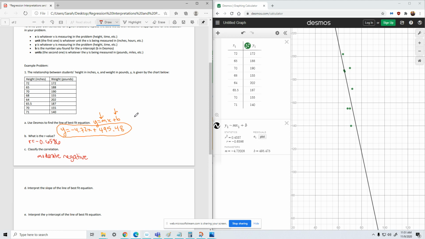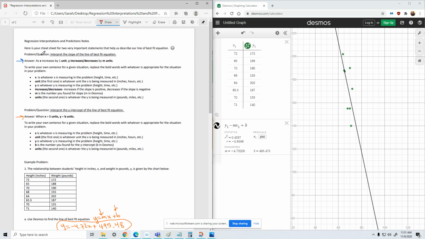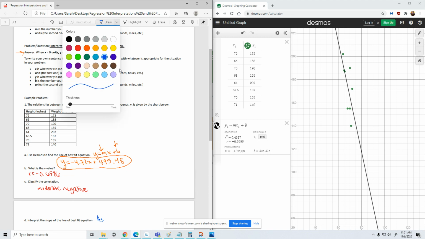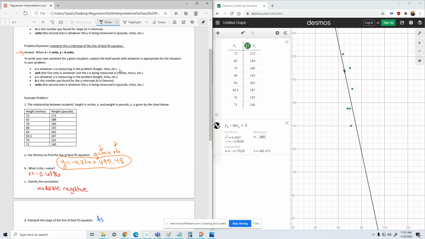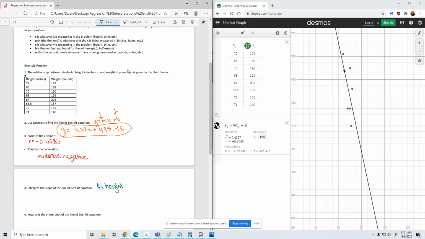Next up, we're asked to interpret the slope of the line of best fit equation. So let's look back at that. We are filling in the appropriate things that we have in the equation that's written in blue there. So we start off with the word as. As. What is x measuring? In this problem, x is measuring height. So height, back to our framework, increases by 1, always stays the same.